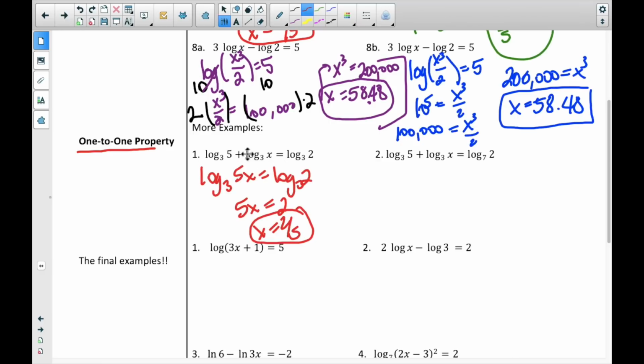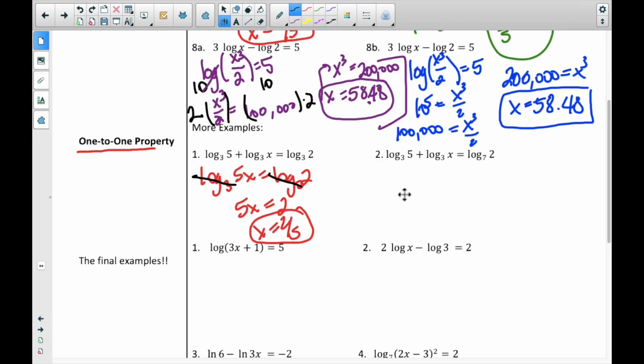Okay, so did you combine this to be the log base 3 of 5x? And then did you see that there's a log base 3 on this side and there's a log base 3 on this side? So what you've kind of done is you've exponentiated with a capital 3, a big 3, but basically those just cancel out. And so you get 5x equals 2. Divide by 5 and you get x equals 2/5. Let's take a look at number 2.